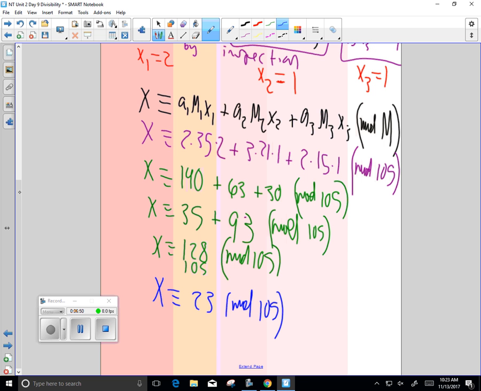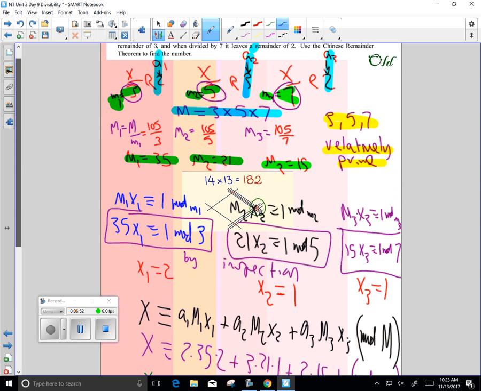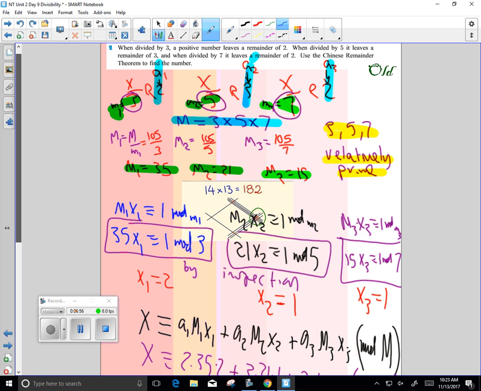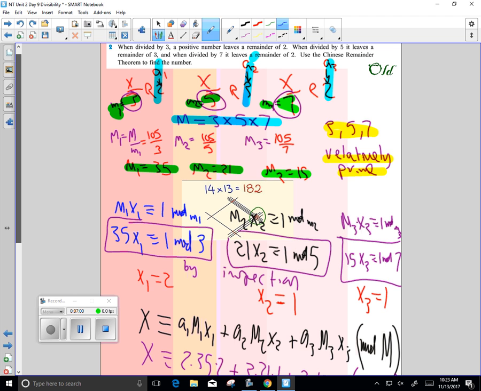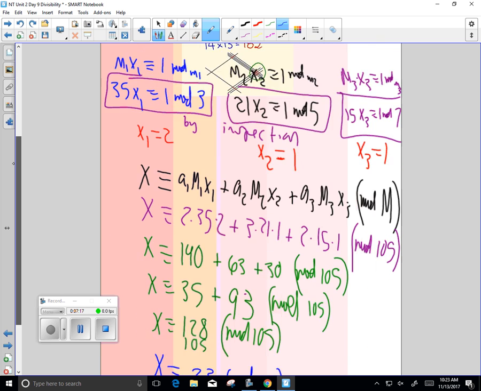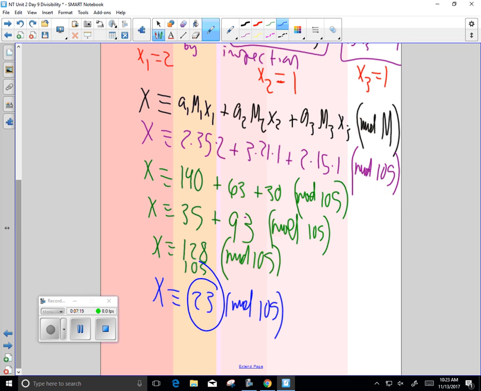And does 23 work? 23 divided by 3 is 7, remainder 2, right? 23 divided by 5 would be 4, remainder 3. 23 divided by 7 is going to be 3, remainder 2. It works out.